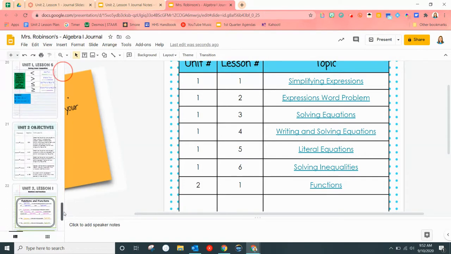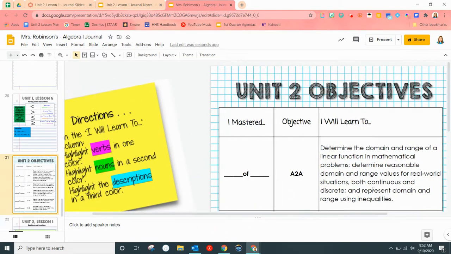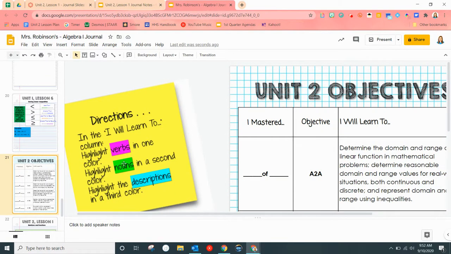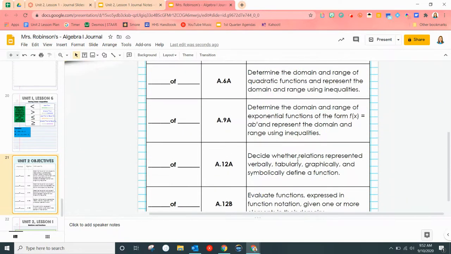So what we're going to do is start with our objectives. I'm not going to do all of these with you. But remember, you need to be looking over here in this I will learn to column. And you need to be filling out, highlighting verbs, nouns, and descriptions. So I'm going to do a couple of them with you. I'm not going to do all of them with you.